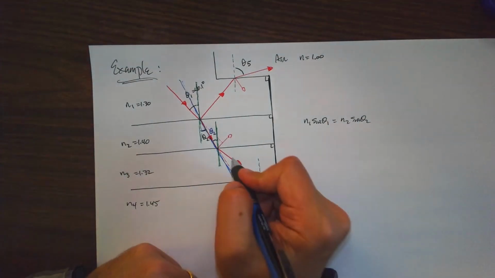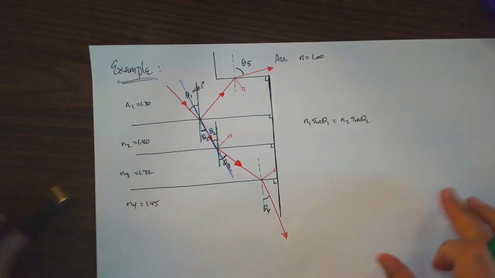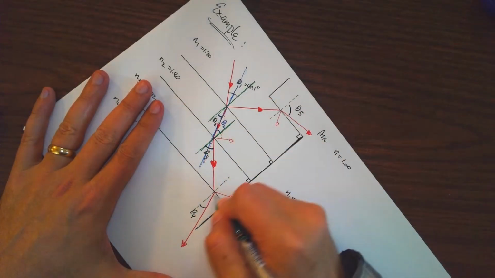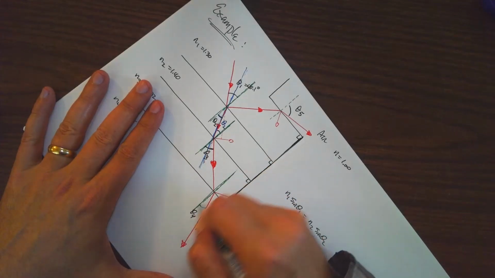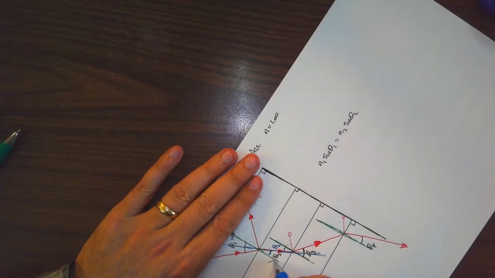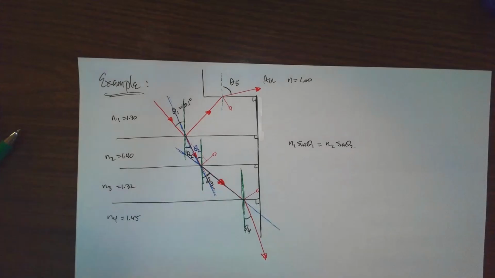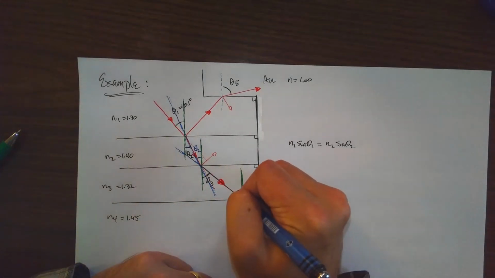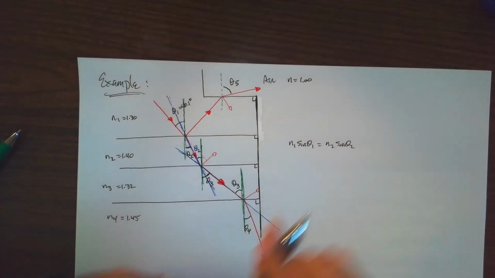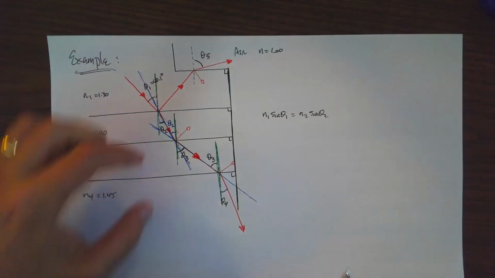And then I can mark this angle here as theta 3. And then again, what I will have is that this normal here should be parallel to this normal here because the surfaces were parallel. And then cut by a transversal, which is the ray in medium 3. So this one here. And so then what you get is that this angle here is going to be equal to this angle here.